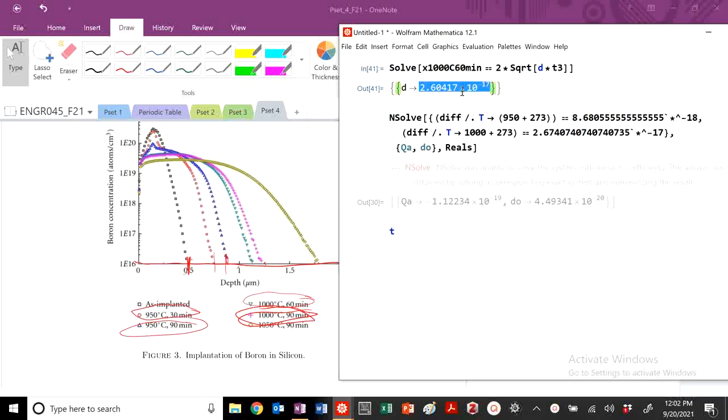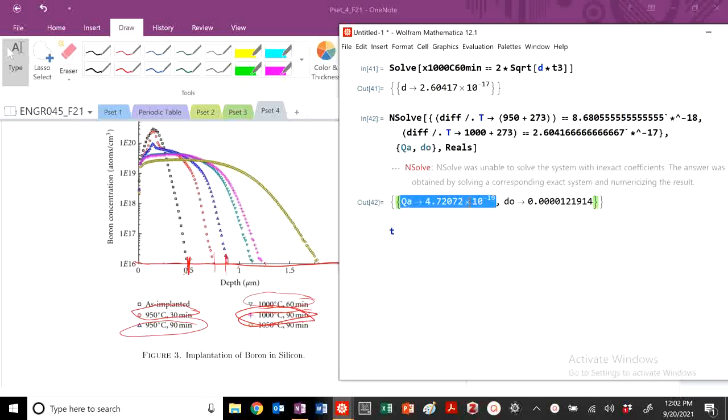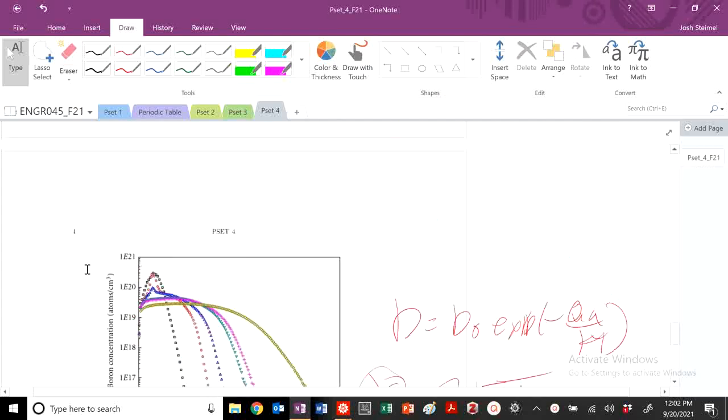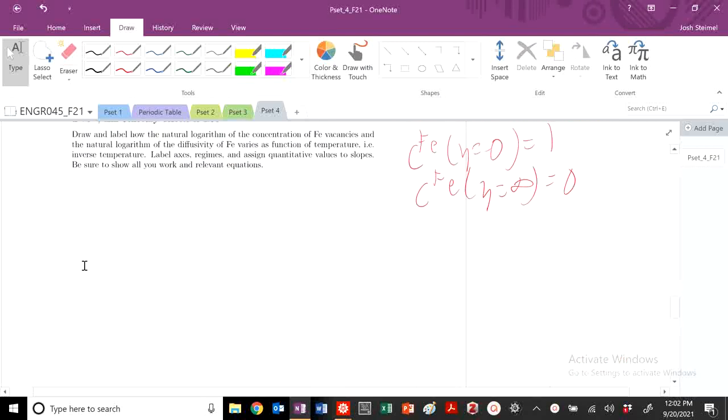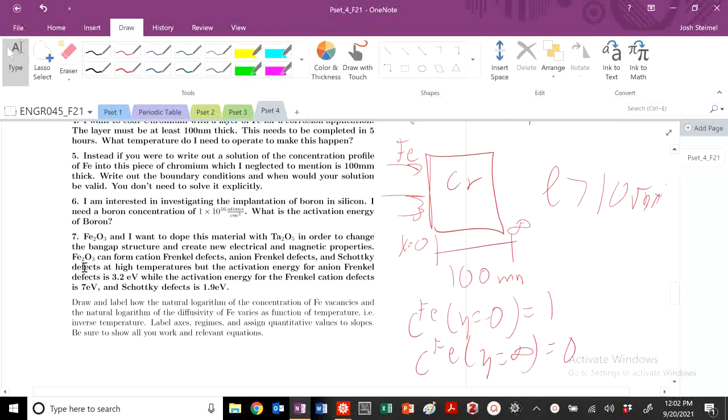So let's plug this in here. Let's get it over here. Now, what do you know? Much better. All right, so we've got our diffusivity, and actually we've got the activation energy, we've got our D naught, so we are good to go.